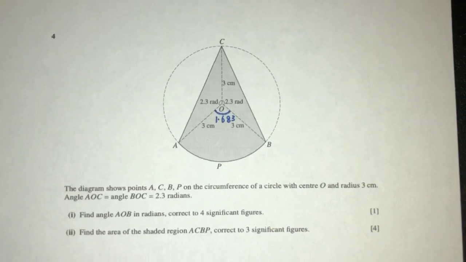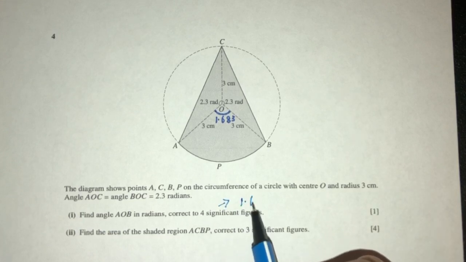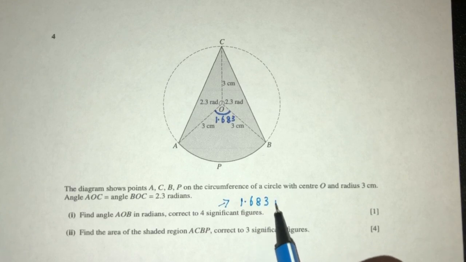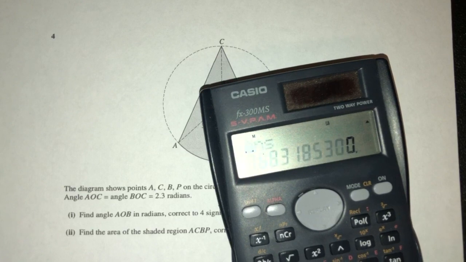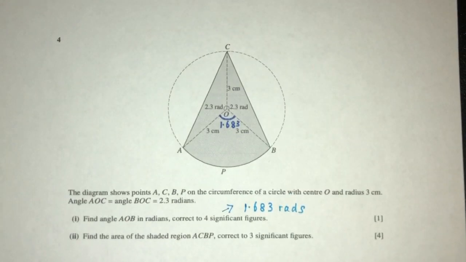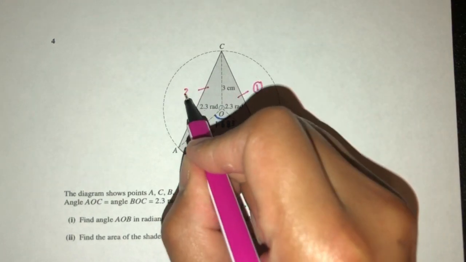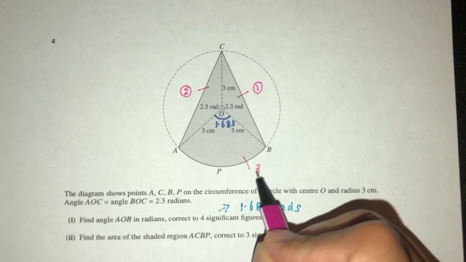Part 1. We have to find the angle AOB in radians correct to 4 SF. So I guess we just found that. That was 1.683 radians. Right, pretty easy. Now part 2. We have to find the area of the region correct to 3 SF. So pretty easy. We just have to find the area piece by piece: number 1, number 2, and number 3.